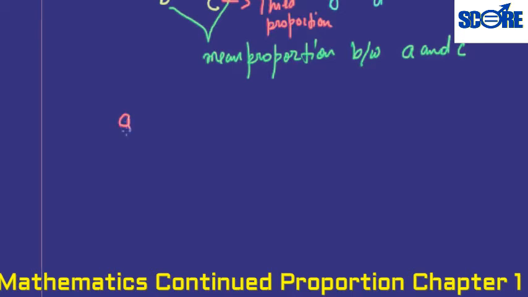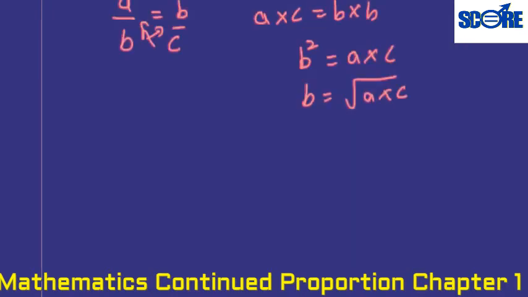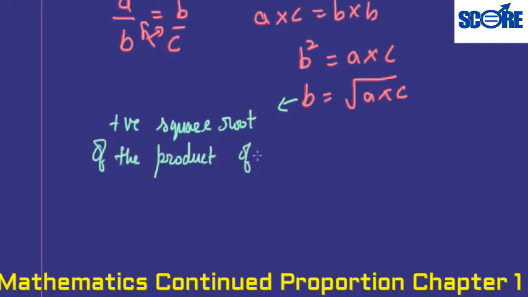Now we know that if A, B, C are in continued proportion, then we can cross multiply it as we have multiplied in the proportion. So we get A into C is equal to B into B, and we can write it as B square is equal to A into C, or we can say B is equal to root of AC. Thus we can say that B is the positive square root of the product of the given two quantities. That is, the two quantities are A and C, and it is the square root of A and C.